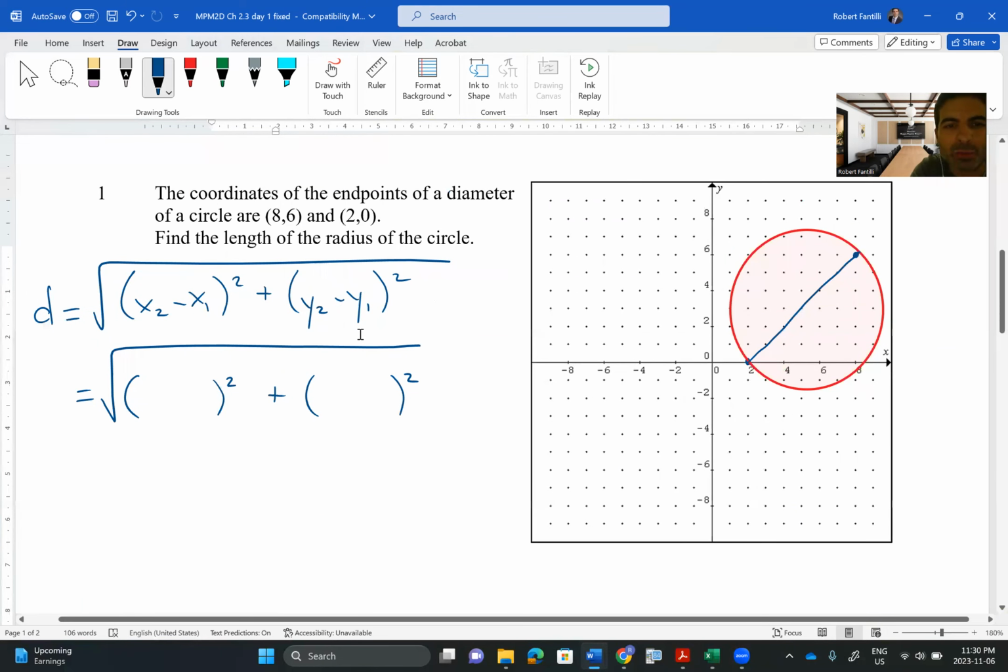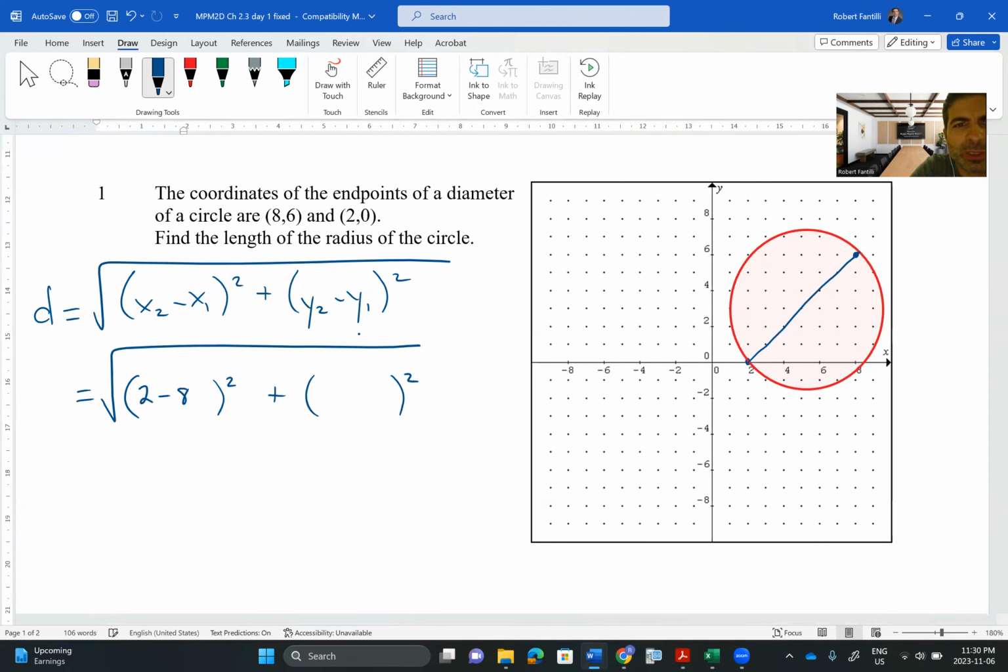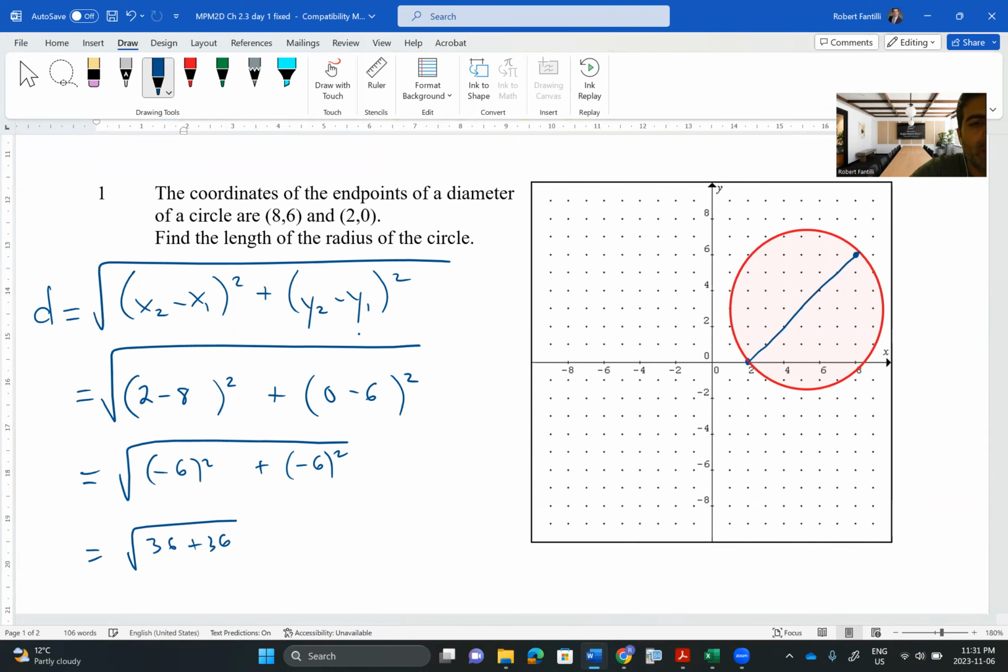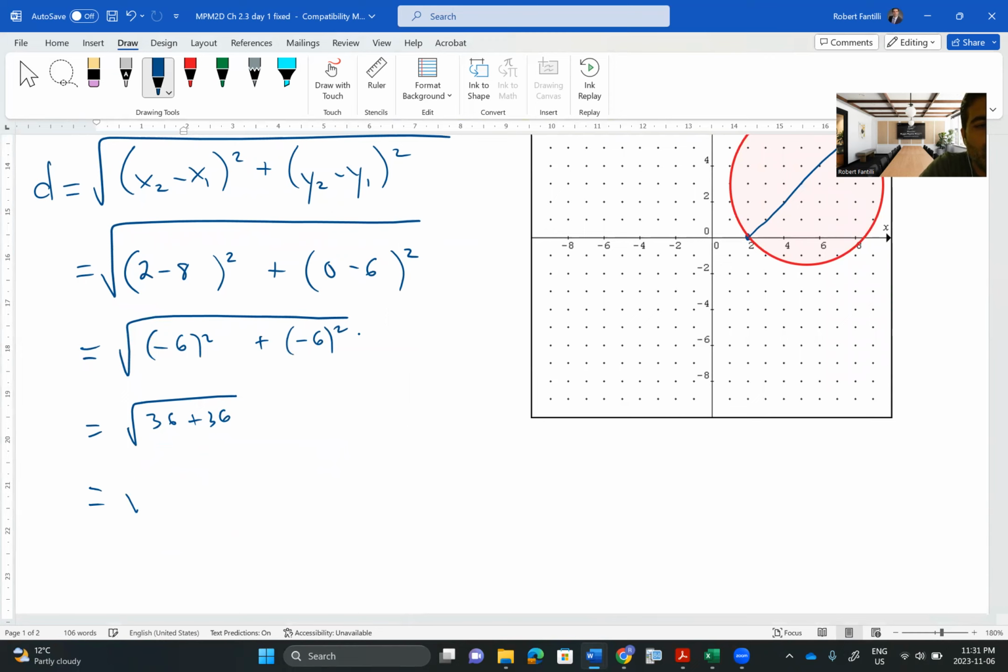So x2 minus x1 is going to be, for me, I do (2 minus 8) squared. And then y2 minus y1 is going to be (0 minus 6) squared. So that's going to equal: 2 minus 8 is -6, so I really have (-6) squared. It has to be in brackets. And then plus, again, (-6) squared. So that ends up just being the square root of 36 plus 36, which is the square root of 72.